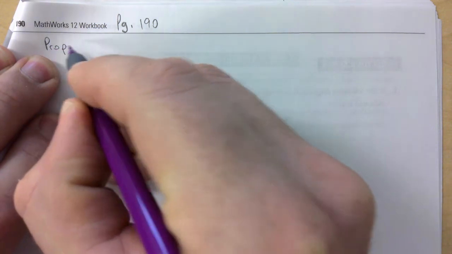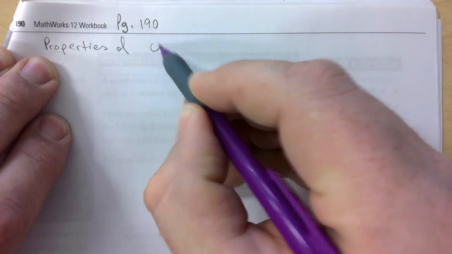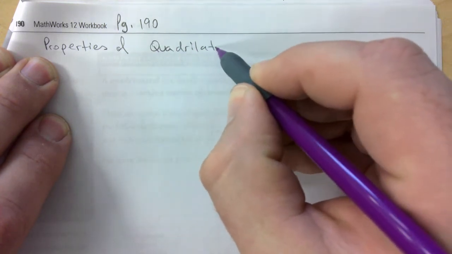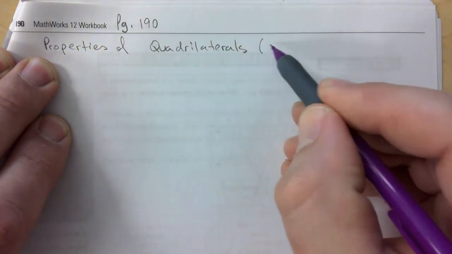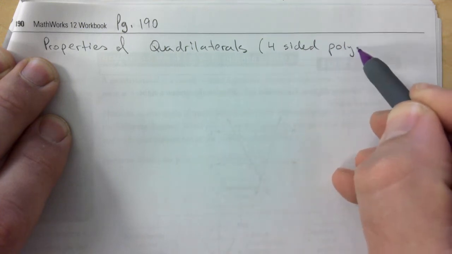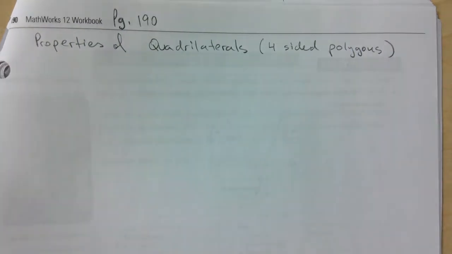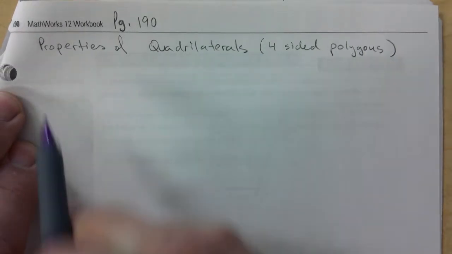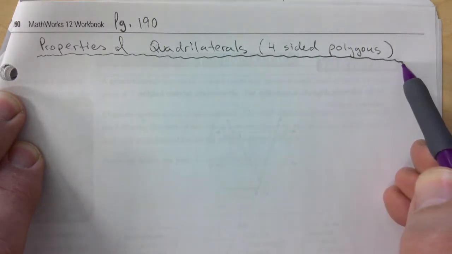So we're going to call this properties of quadrilaterals. And we call them four-sided polygons, right? So that you can kind of have as your title for this page.